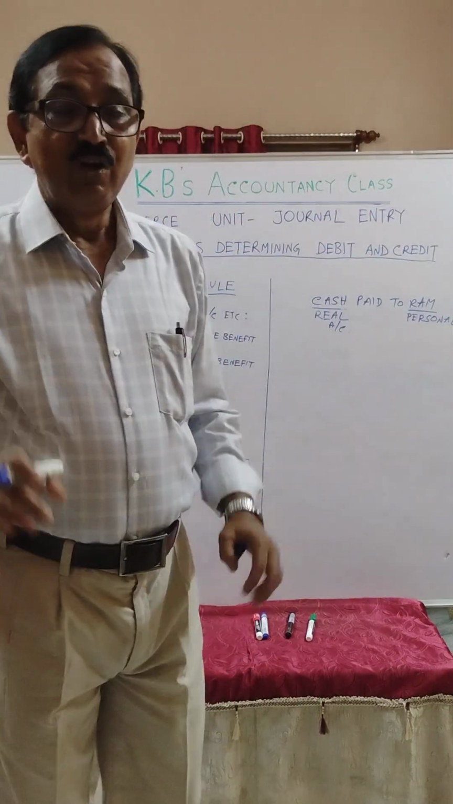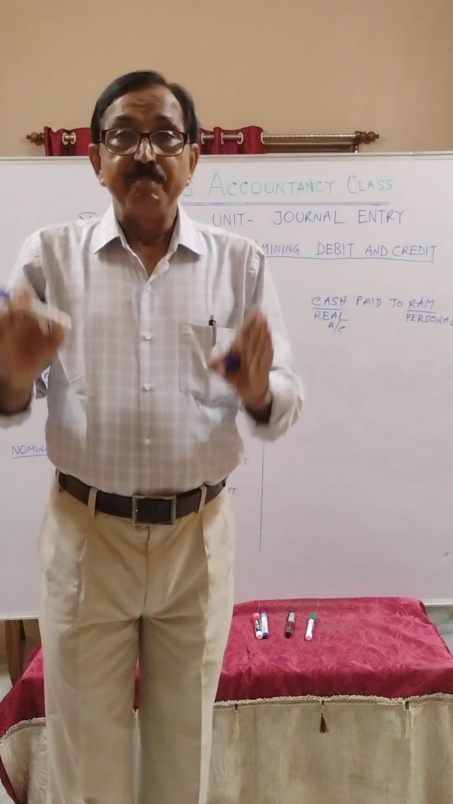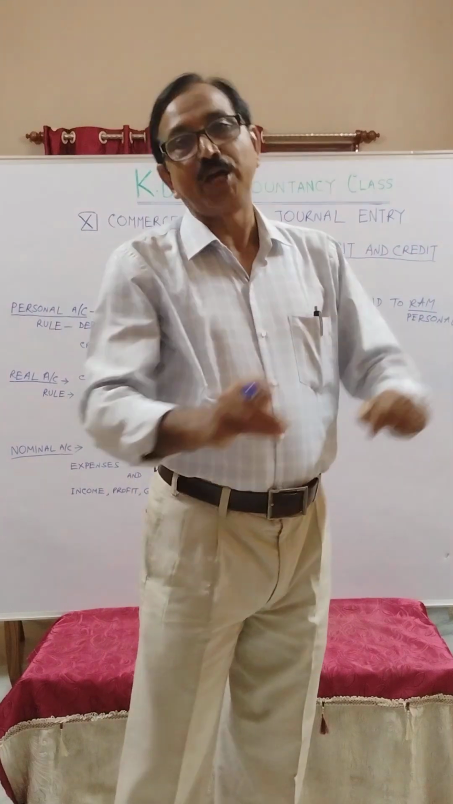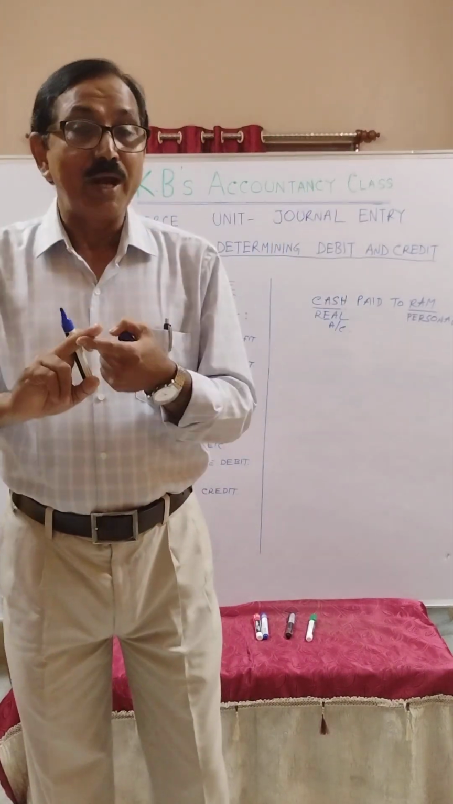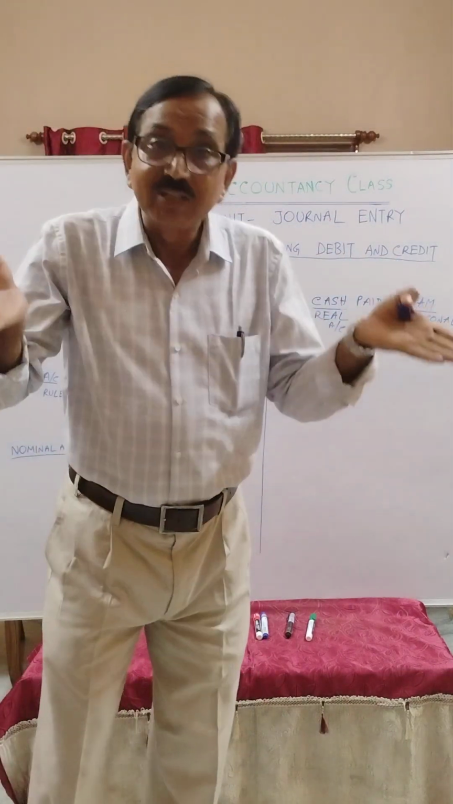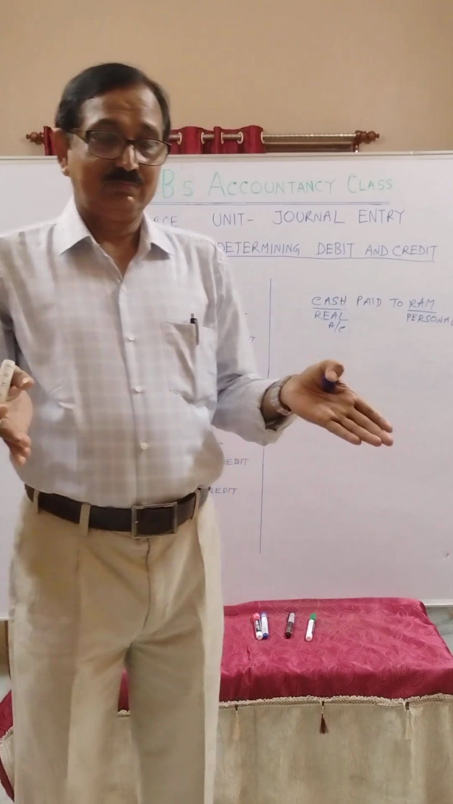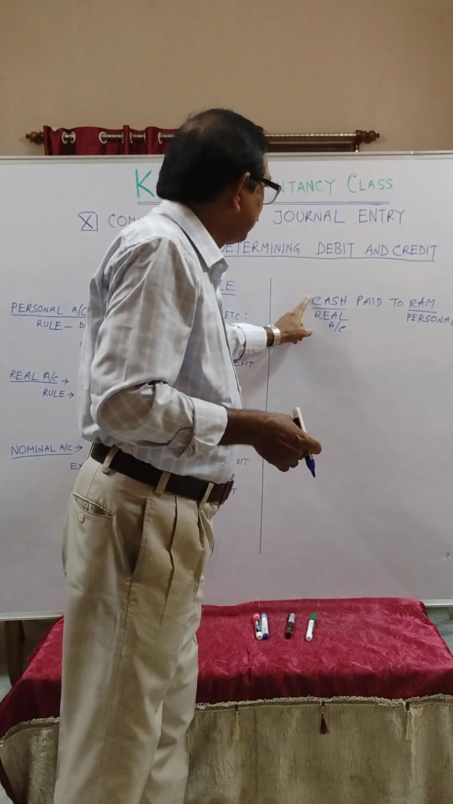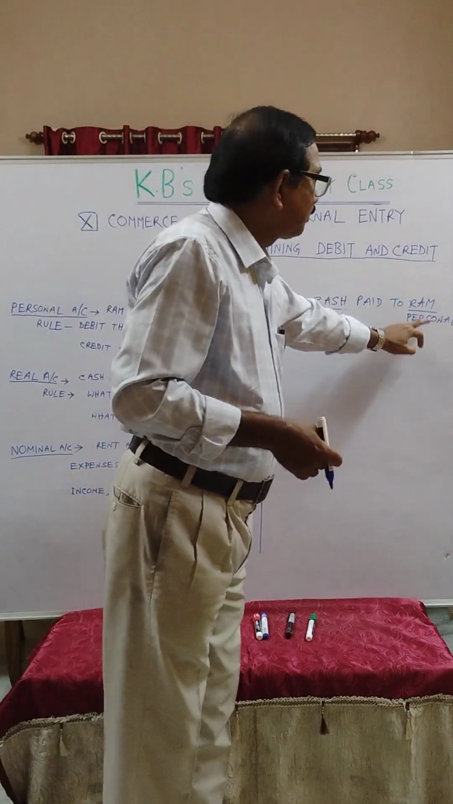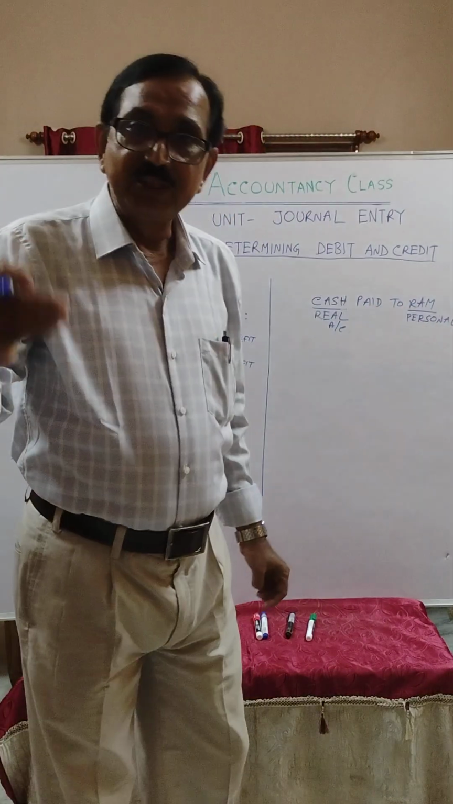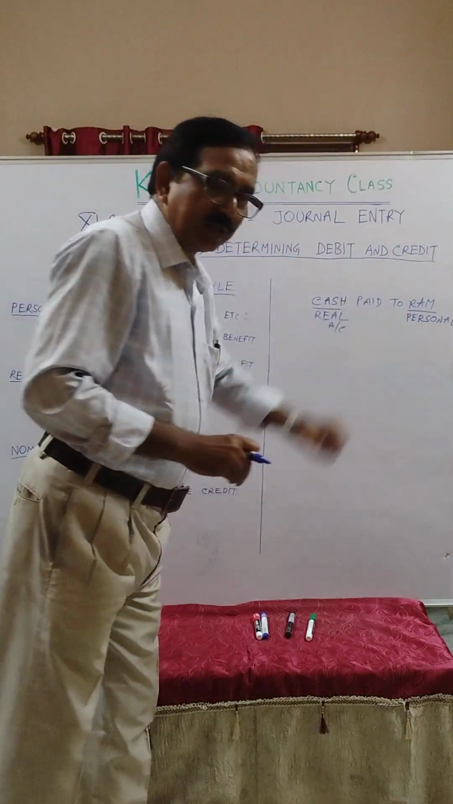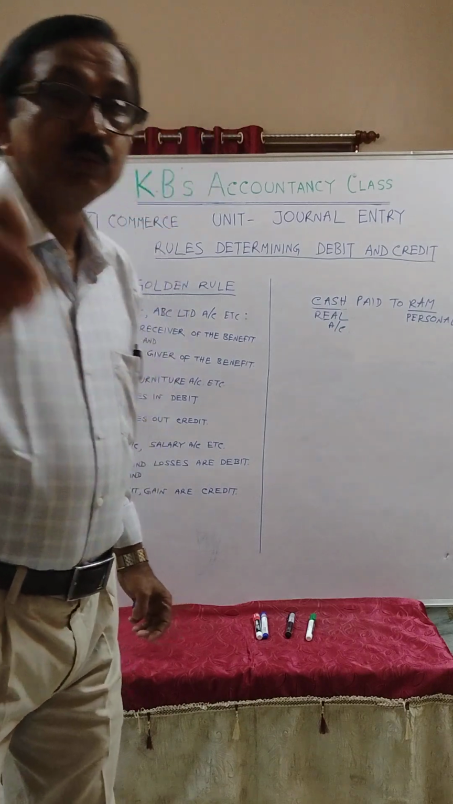So we see that if we are to make a journal entry, that means if we are to record a transaction in the journal, we should first find out the two accounts existing in the transaction. These two accounts are the nouns of that sentence. Cash is a noun, and cash is a real account because it denotes an asset, and Ram is a personal account because it denotes the name of a person. So this is a real account, this is a personal account. Then we shall go through the golden rule.